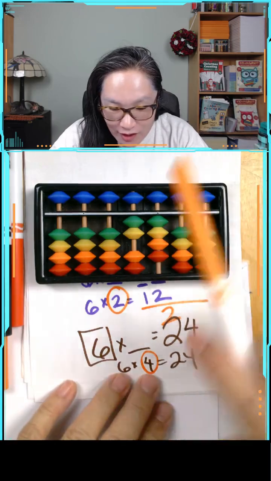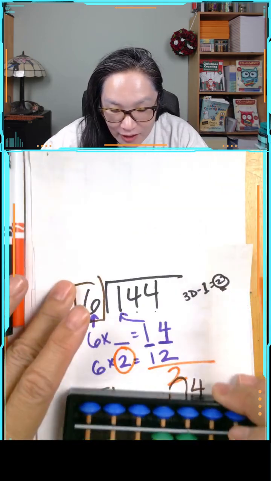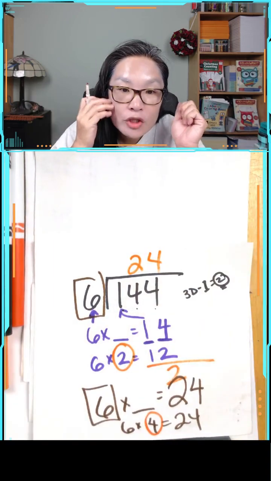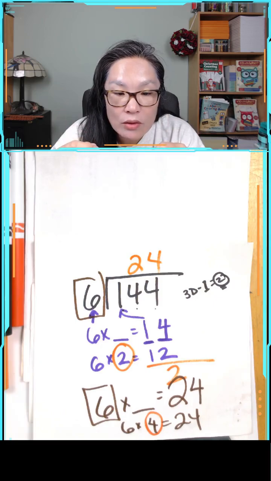It is 24. So it's 24. So when we're looking, right? 24. Bam. Do you need paper to do division on the abacus or am I slow?